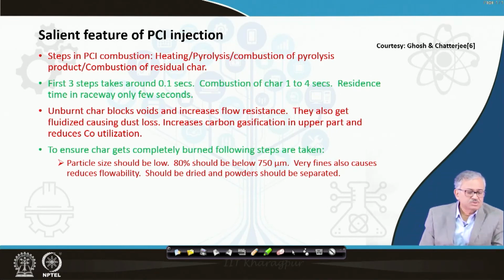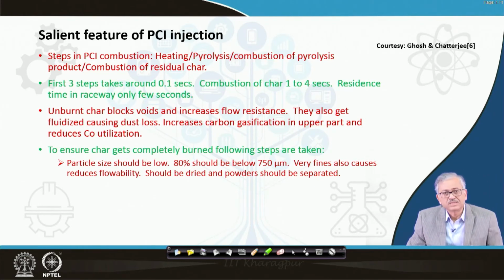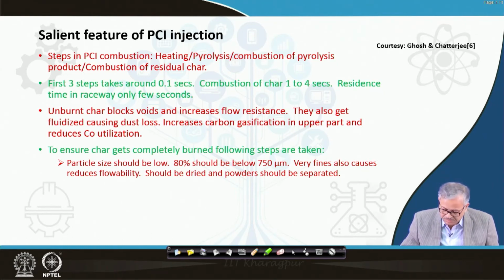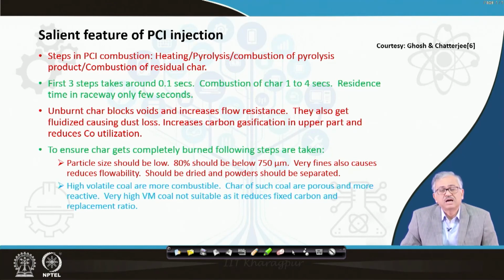Very fines also cause problems, so they should be dried and the powder should be separated, as I said, but the size should be less than 750 micrometers for 80% of the fines of the PCI. And it has been found that high volatile coals are combusted better, because the char produced from high volatile coal is also very porous and very reactive. As a result, it burns faster.